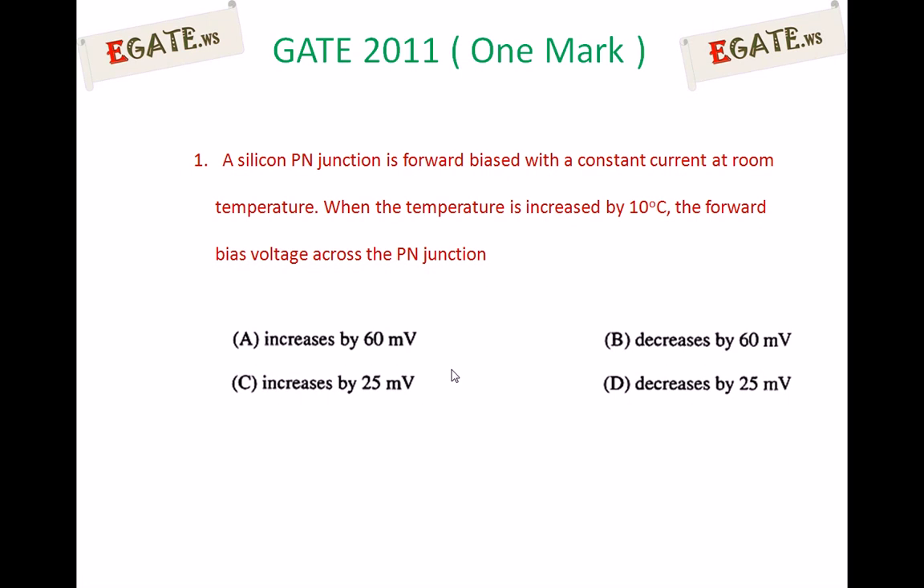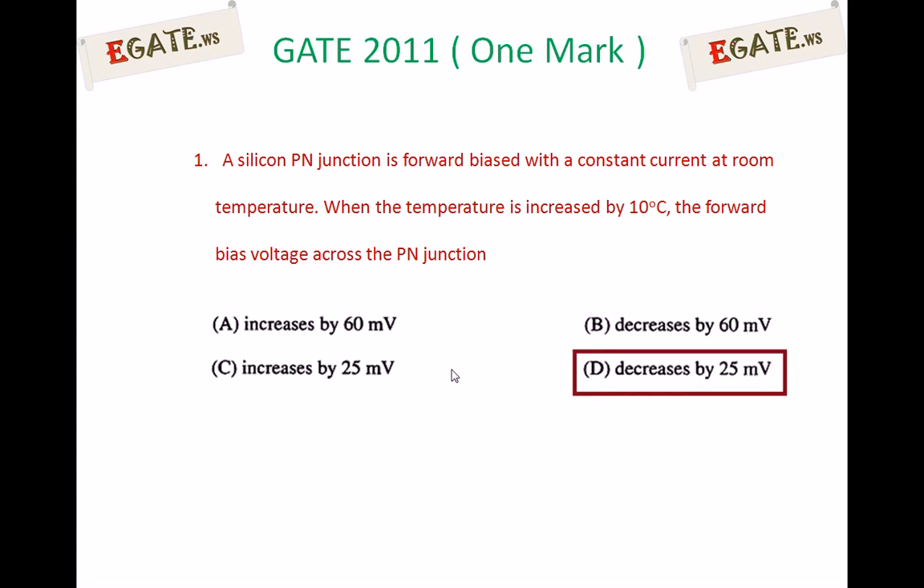I am reading the question again. A silicon PN junction is forward biased with a constant current at room temperature. When the temperature is increased by 10 degrees centigrade, the forward bias voltage across the PN junction is: A, increases by 60 millivolts; B, decreases by 60 millivolts; C, increases by 25 millivolts; D, decreases by 25 millivolts. So what happens to the forward bias voltage when the temperature increases by 10 degrees centigrade? That was the question.